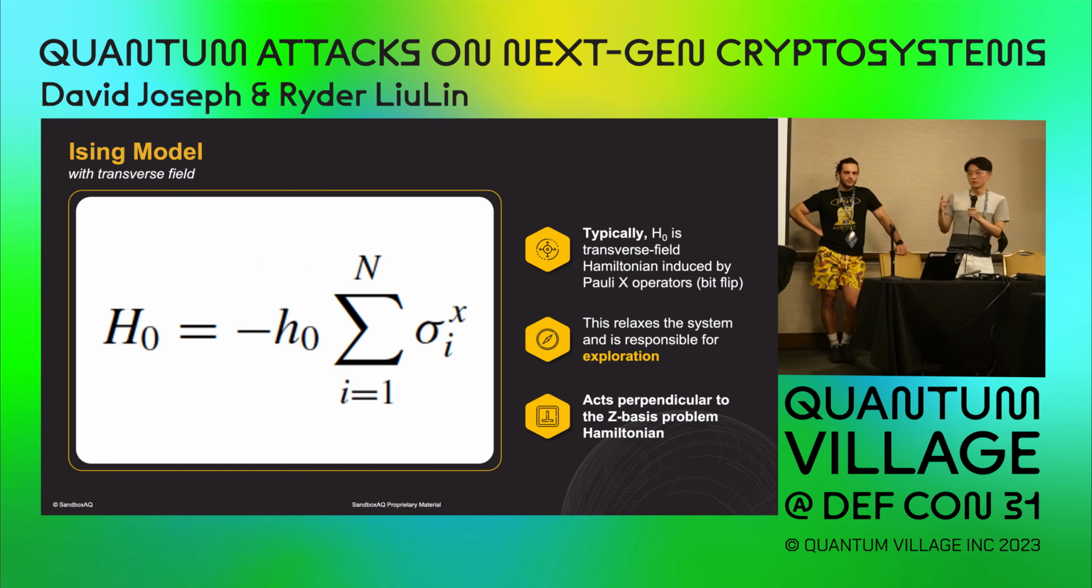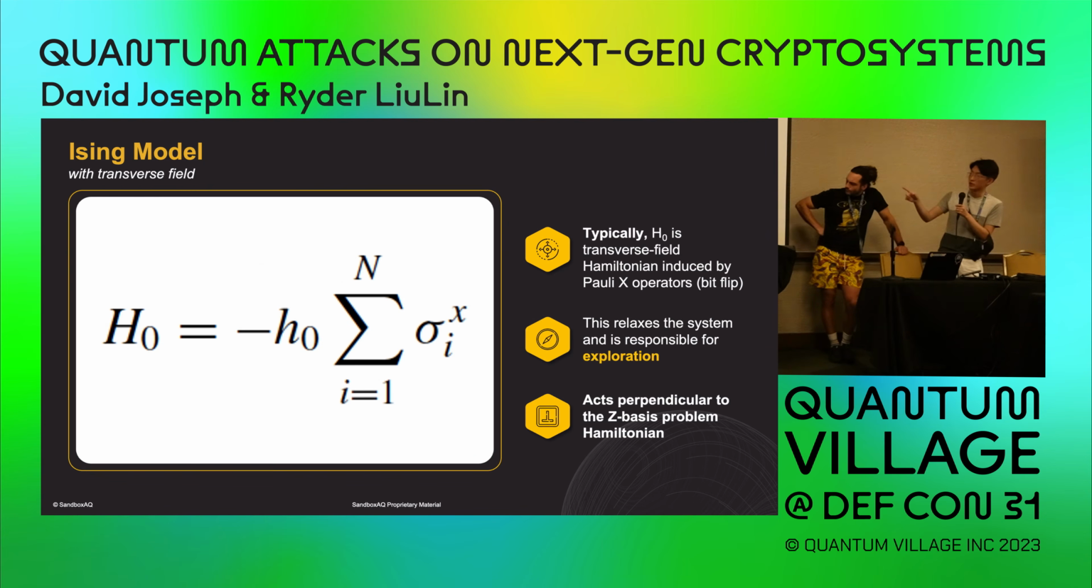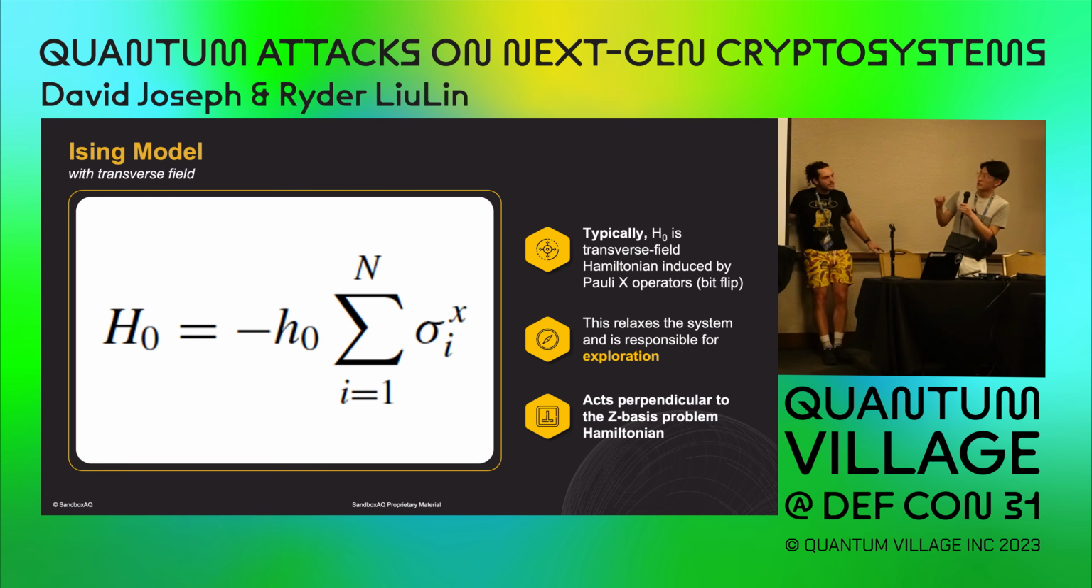And so when we talk about encoding, we need to talk about the Hamiltonians, right? What are our choices of Hamiltonian going to be? So the initial Hamiltonian is just going to be induced by Pauli X operators, which are the bit flip operators, if you remember. Those are just denoted by the sigmas here. And this relaxes the system to begin with and is responsible for the exploration part. And this acts perpendicular to the Z basis problem Hamiltonian. Not super important what that means, but yeah.